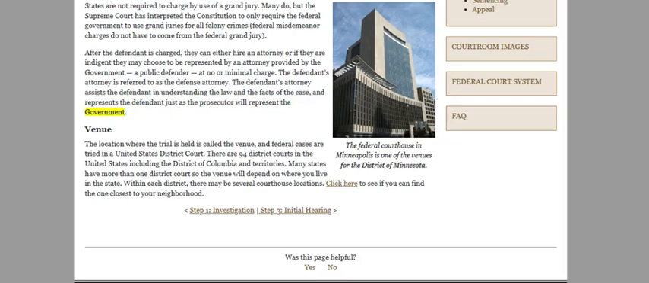Right, because the government is the federal government. Their federal prosecutors represent the federal government. So when the feds bring a case against you, their prosecutor is a federal prosecutor. So they represent the federal government.